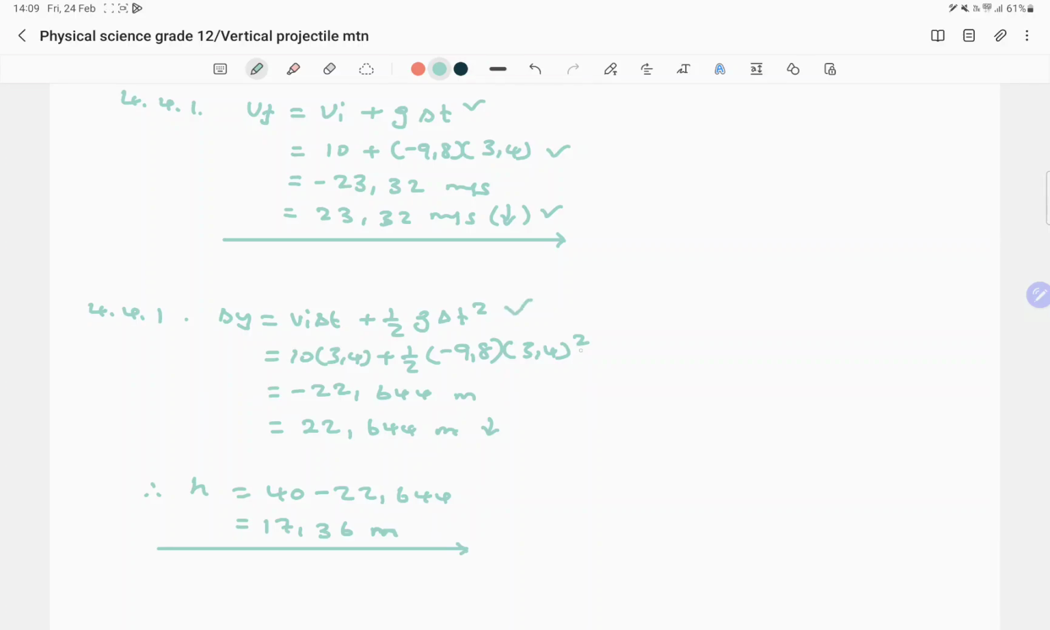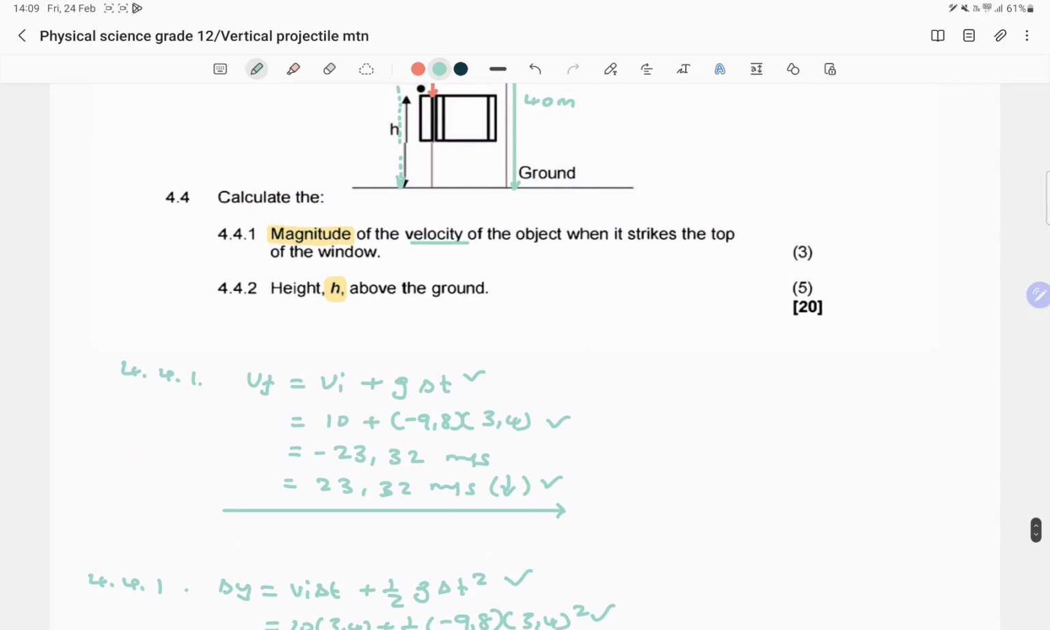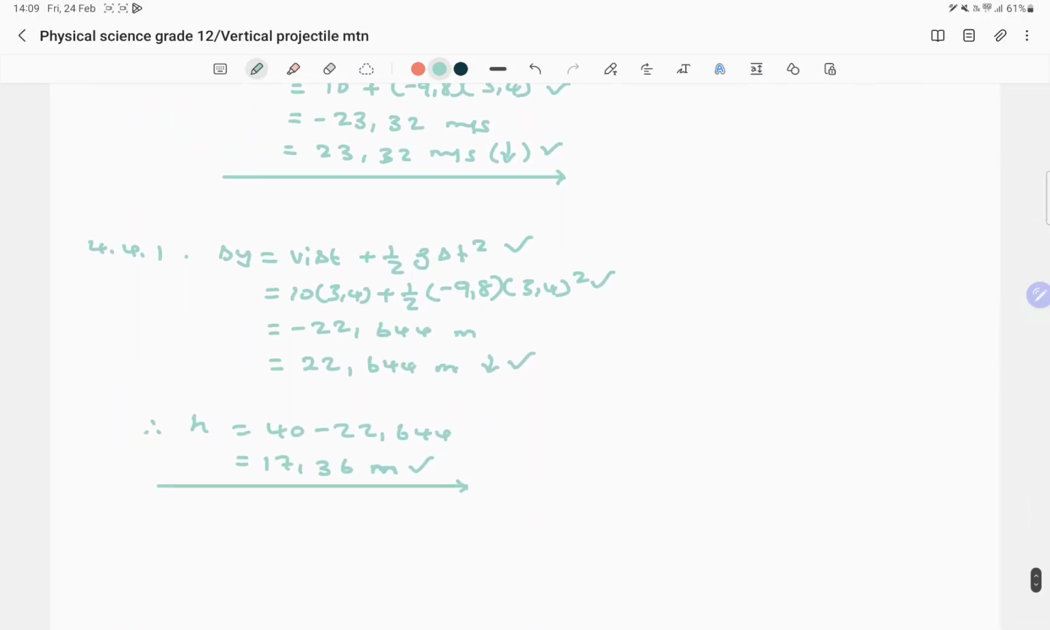All right, formula, substitution, intermediate answer, and the final answer. How many marks? 5. Okay, maybe we can say for this setup as well. That's how you get those 5 marks.